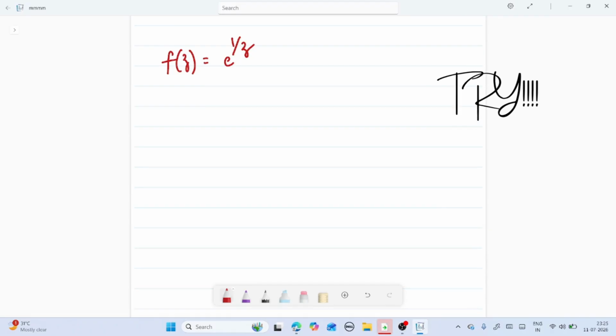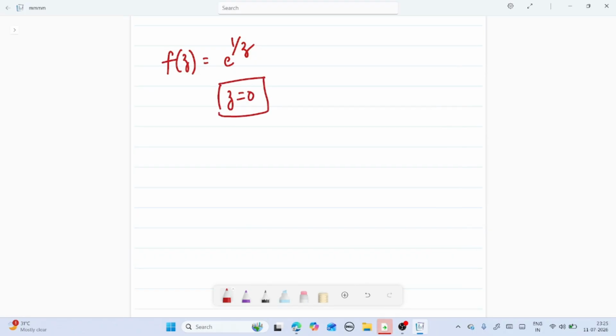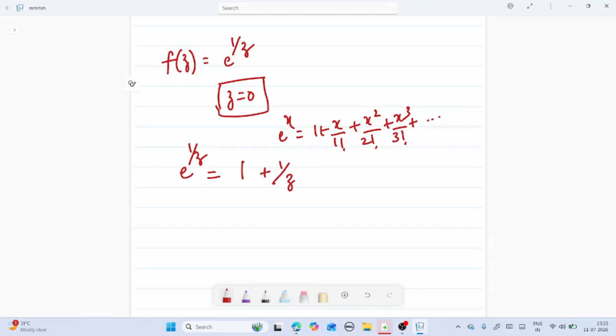Now, how are we going to check whether z equal to 0, the isolated singular point here, is an essential singular point or a pole or a removable singular point? We will just expand this as a Laurent series. e power 1 by z can be expanded as, we know that e power x is 1 plus x by 1 factorial plus x squared by 2 factorial plus x cubed by 3 factorial and it goes on. So here we can have this as 1 plus 1 by z plus 1 by (2 factorial into z square) plus 1 by (3 factorial into z cube) and it goes on.